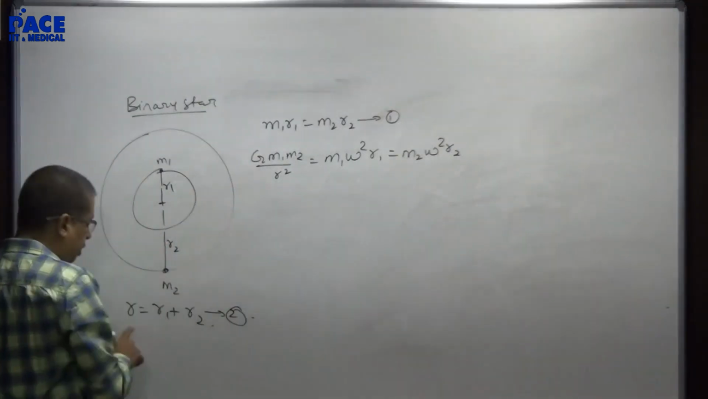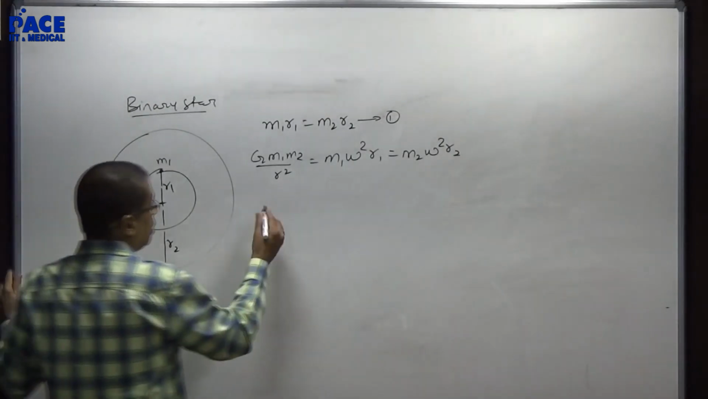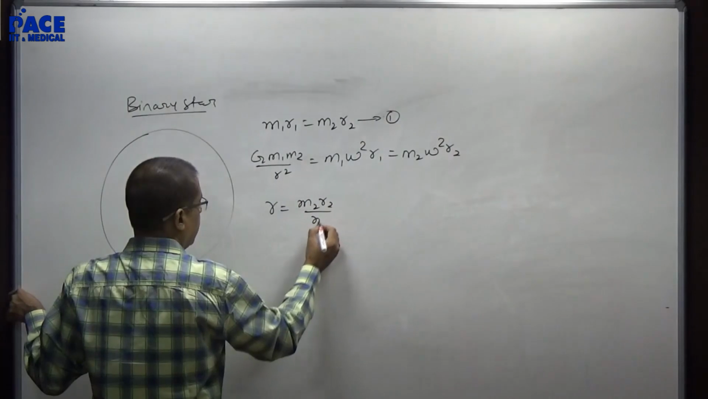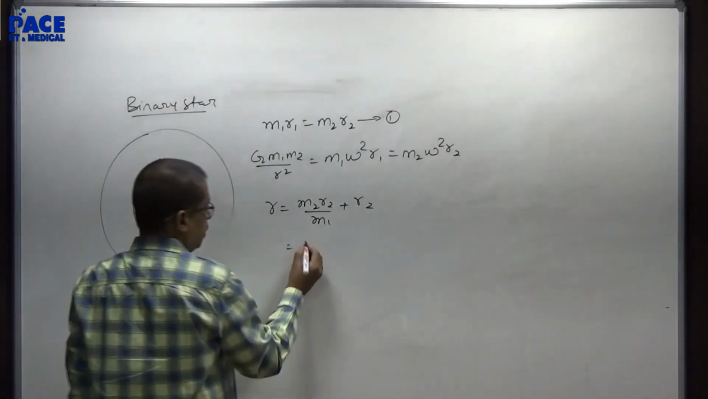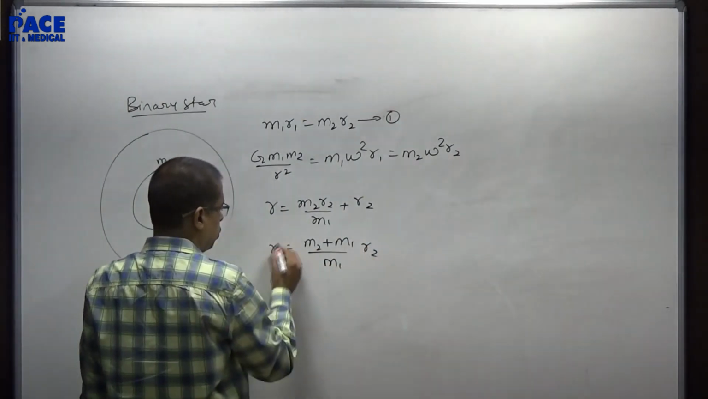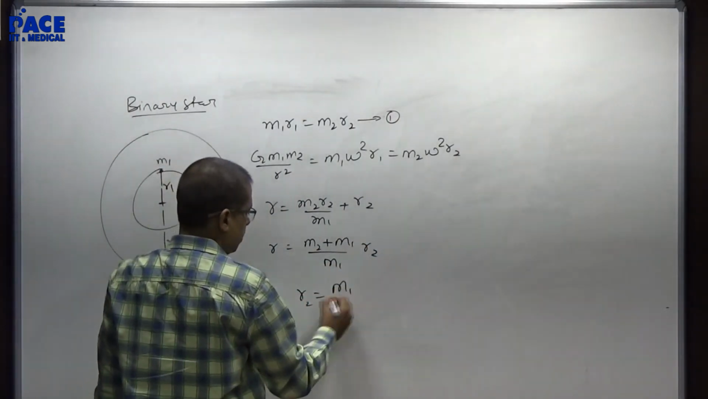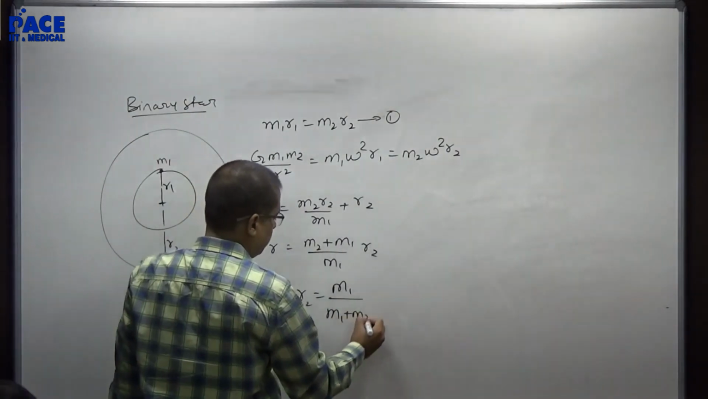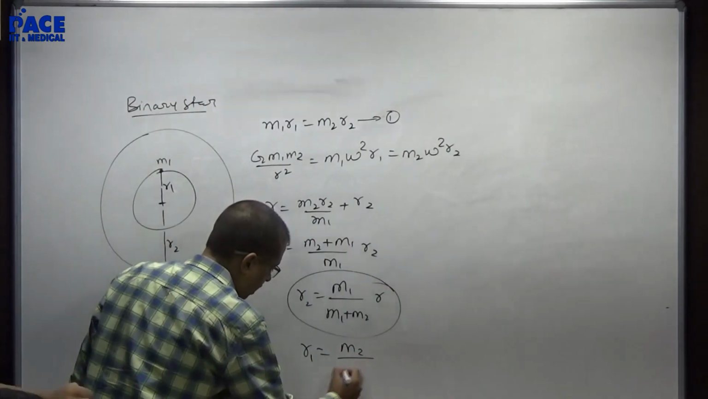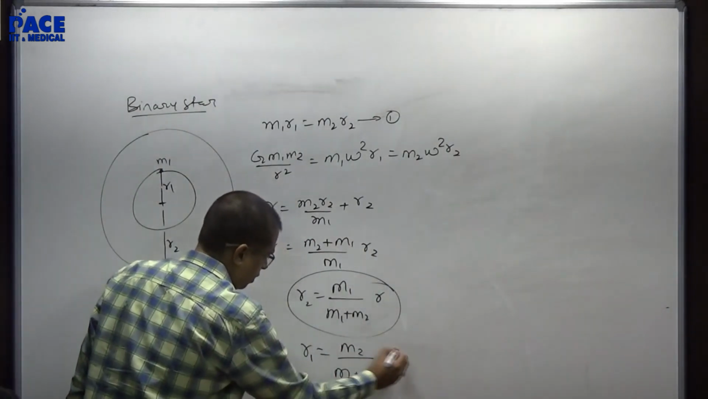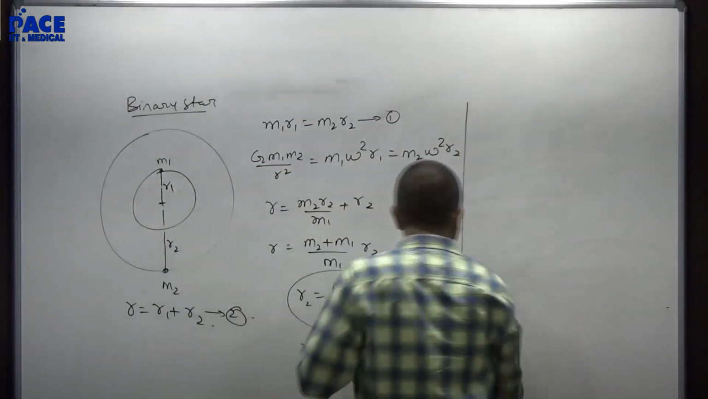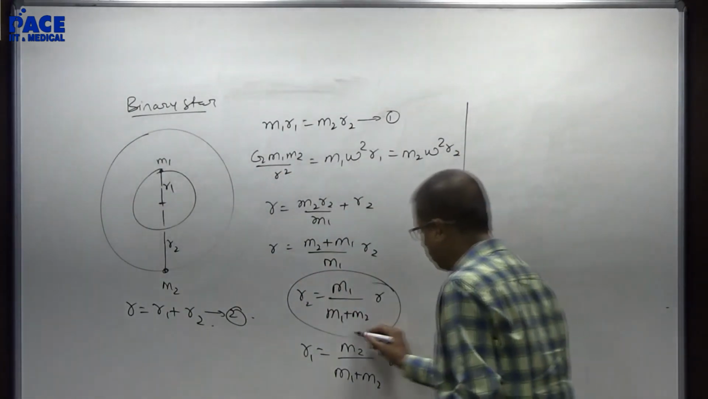I want R1 and R2 in terms of R. Now it will be R is equal to M2 R2 by M1 plus R2. This will be M2 plus M1 by M1 into R2. R2 is M1 by M1 plus M2 into R. Similarly, R1 is M2 by M1 plus M2 into R. Agreed? Substituting R1 and R2 in any parameter, I can calculate the net total values.